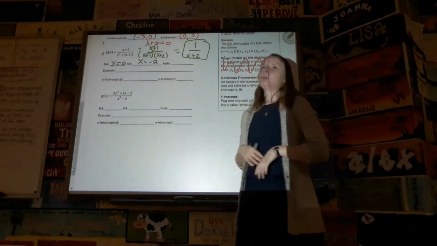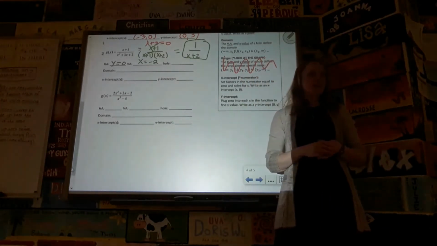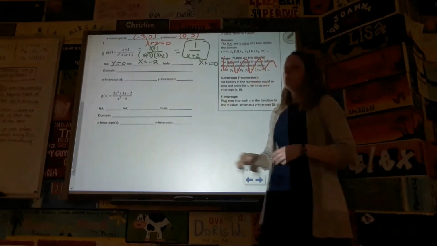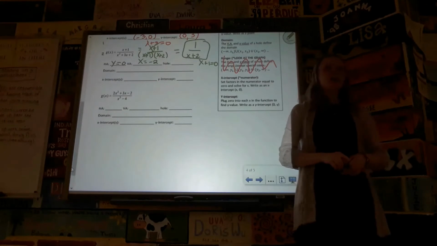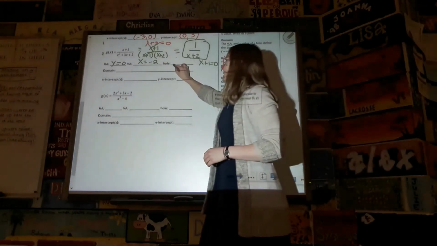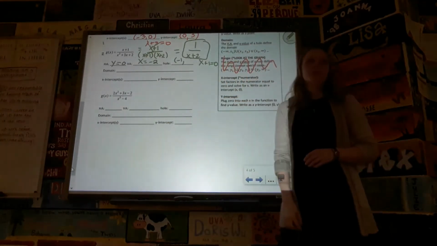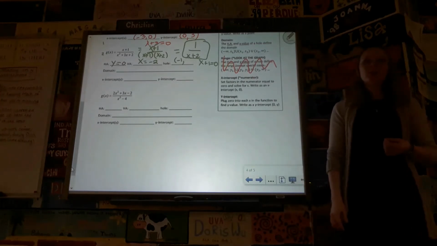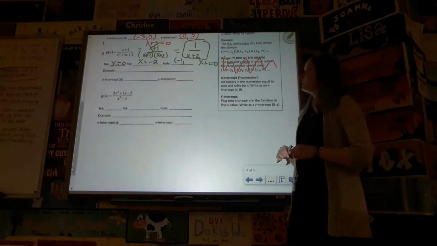Was there a hole in my graph? Yes, there was, because I canceled out a factor. The factor I canceled was x plus 1, so I'm going to set that equal to 0. So what is the x value? This is a hole, so make sure we're going to write it as a point, because it's a point of discontinuity. So the x value I'm removing is -1, but that has to be corresponding with a y value.